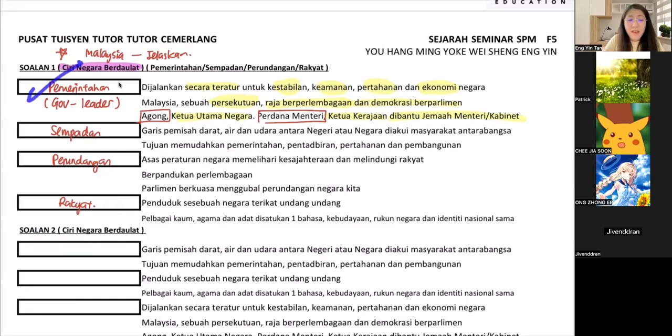Okay. So this one here. First, government. Second, the sempadan, the borderline. So the borderline means you draw lines. You draw lines that can refer to the land, the air, the water, the sea, the ocean. So darat, air, laut, or maybe in between the lands or the countries. So you draw a separation line. Remember why you draw a separation line, to be honest, is so that it's easier to manage.